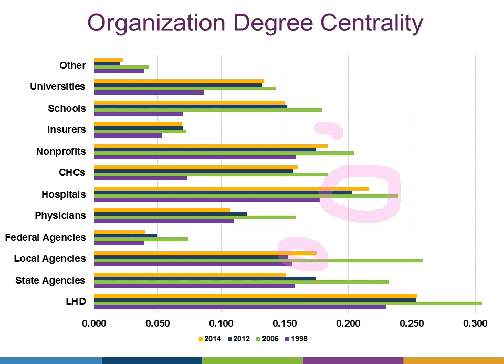So we see a lot of nonprofit organizations playing central roles. Schools as well, another provider. And really interestingly, we've seen insurers have a bump in their numbers in the last couple of years as playing central roles in these population health networks.